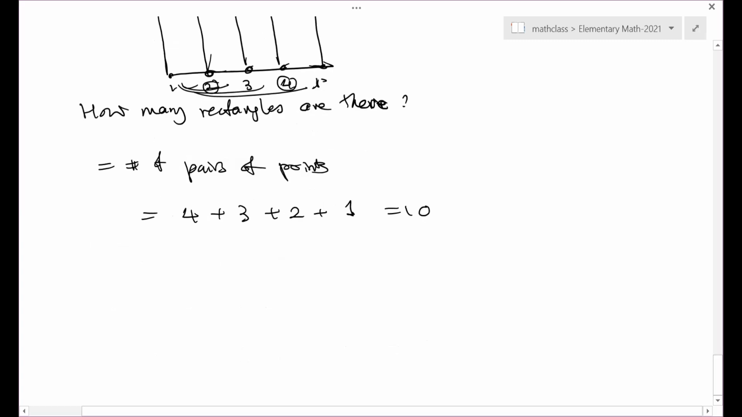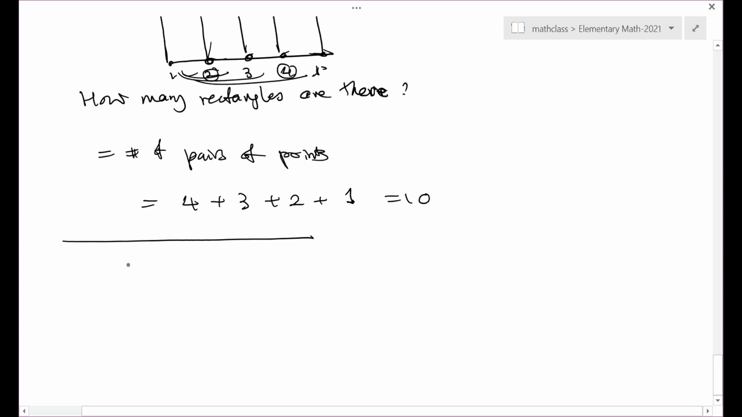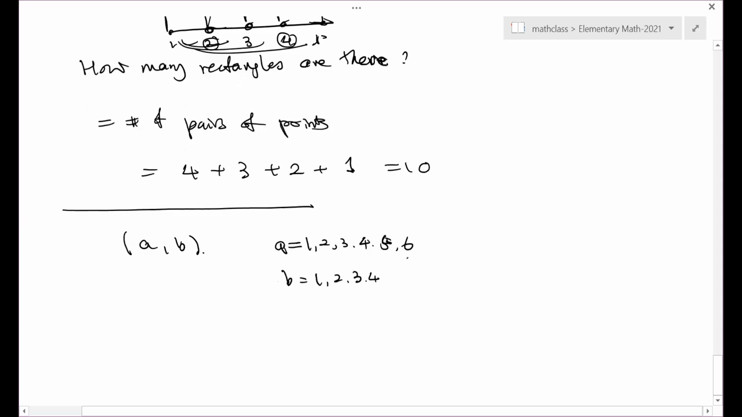Now, when we count, let's talk about the product rule here. If you have 2 numbers, A and B, let's consider pairs of numbers. If A equals 1, 2, 3, 4, 5, and 6, and B equals 1, 2, 3, 4, how many pairs are you going to get?